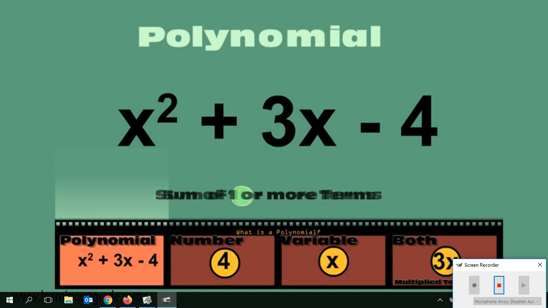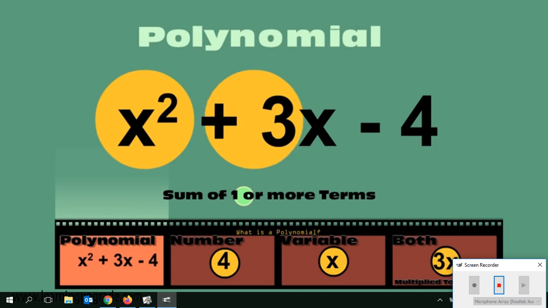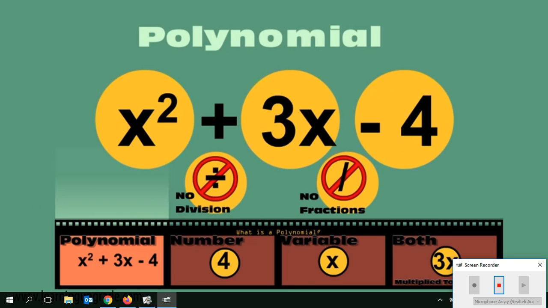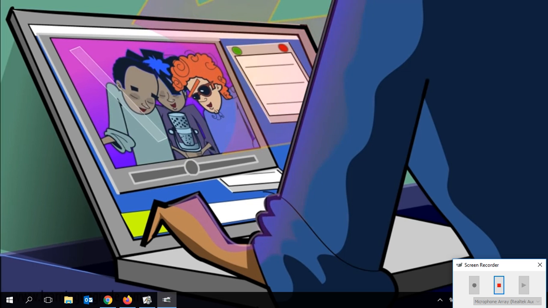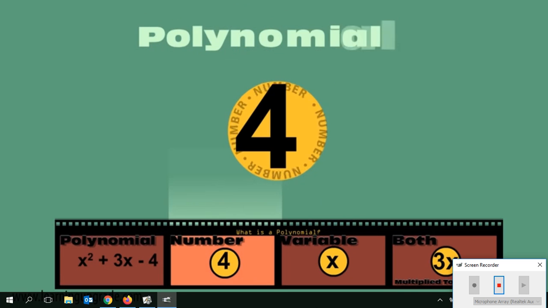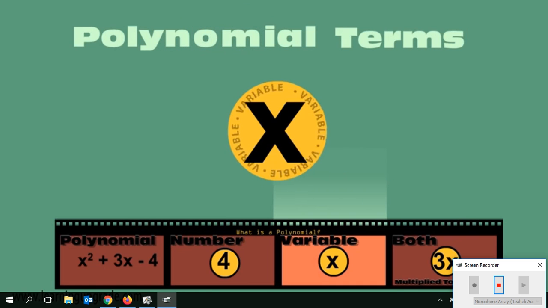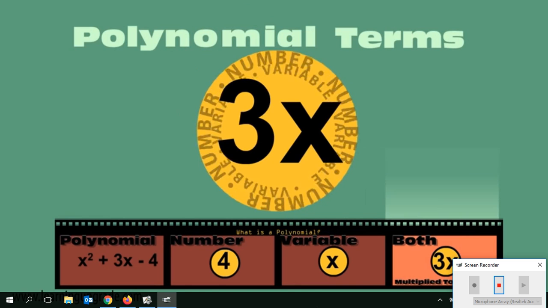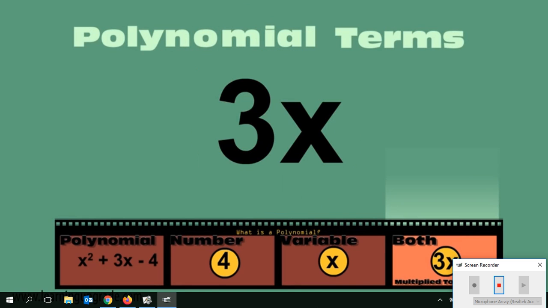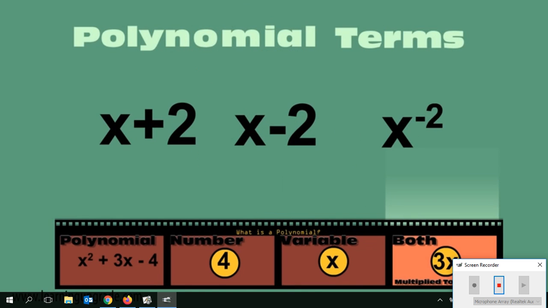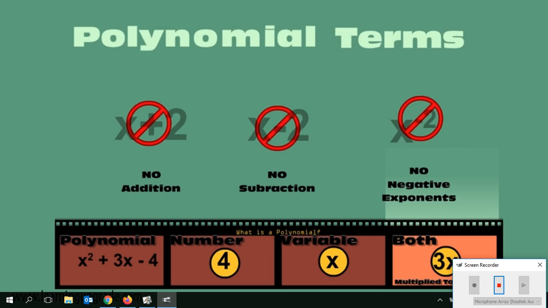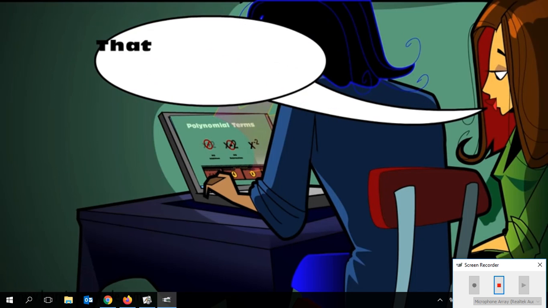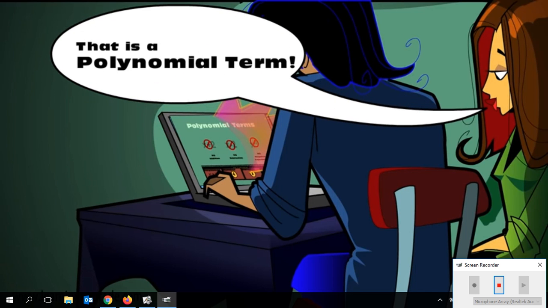A polynomial is the sum of one or more terms. X squared plus 3x minus 4, with no division and no fractions. What's a polynomial term? It can be a number like 4, a variable like x, or a number and a variable multiplied together, 3x, with no addition and no subtraction and with no negative exponents. That is a polynomial term.